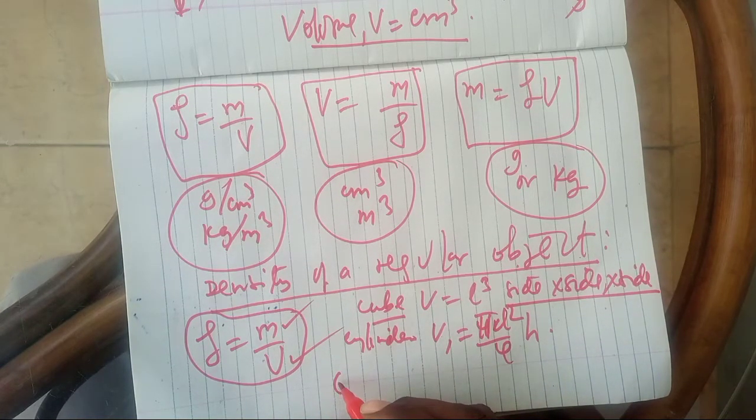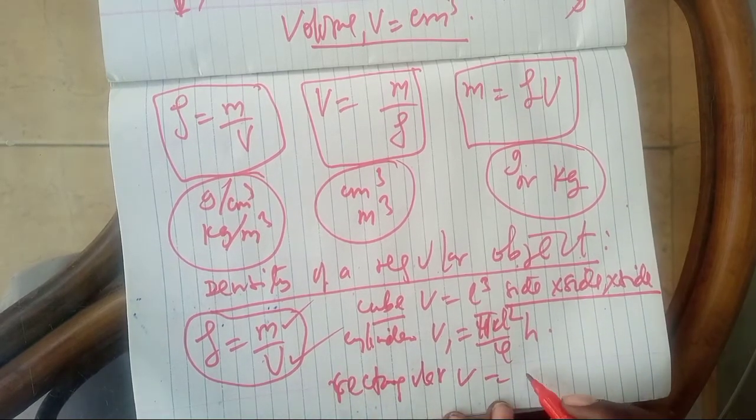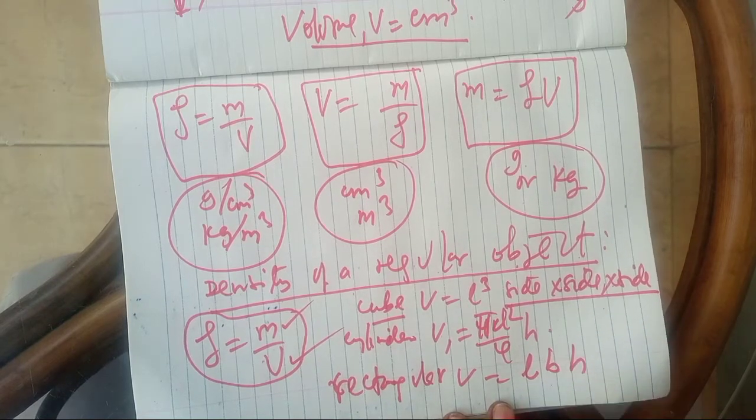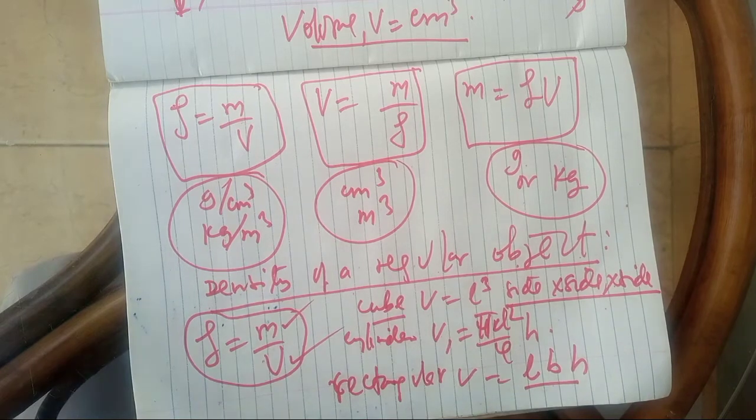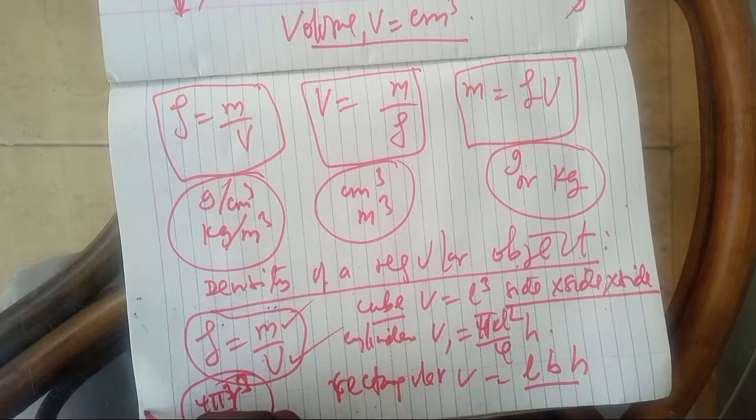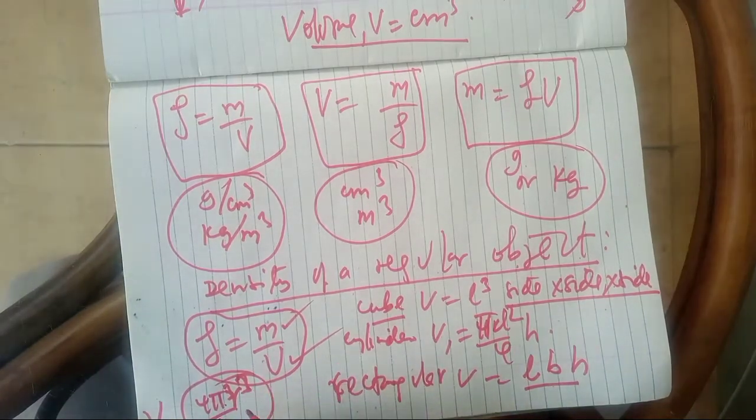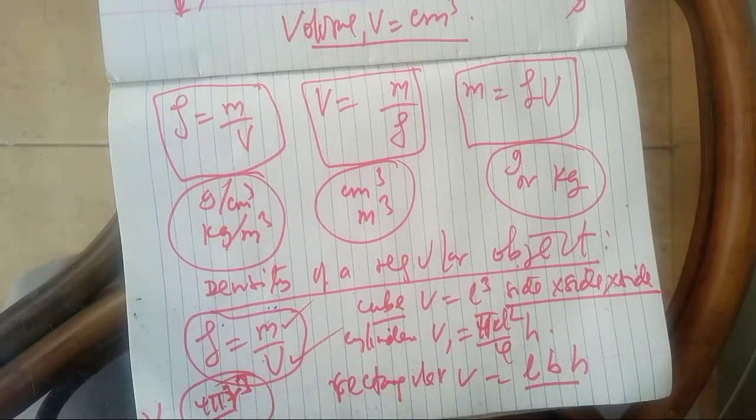But also we have the rectangular. Volume of a rectangular is length times breadth times height. That's how you can determine the volume of the rectangular. But also a sphere: 4 pi r raised to power 3 over 3. This is how we can determine the volume of the sphere. That is the volume of the sphere.